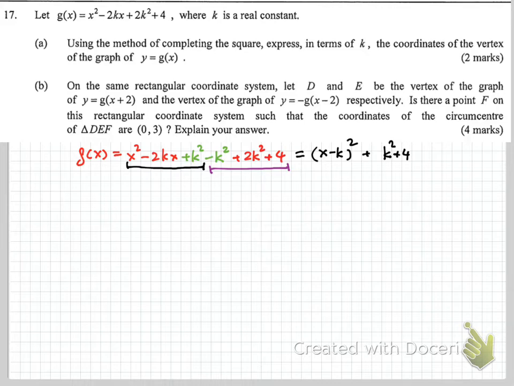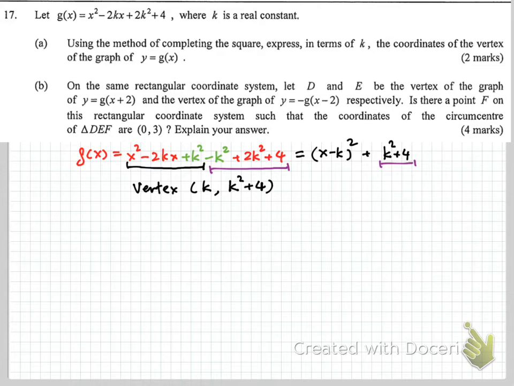So this is the result of completing the square. There is only one x now. There used to be two x's, but now there is only one x, so that is the complete square. Now this has the vertex at k and k squared plus 4.